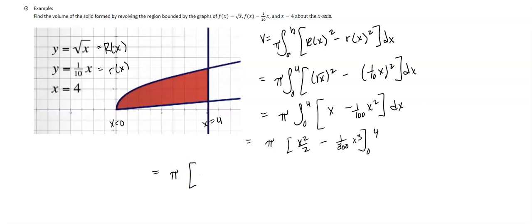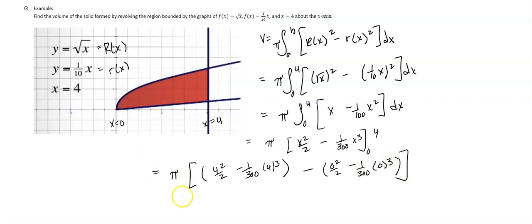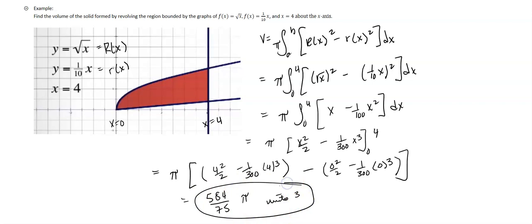And my pi is going to get multiplied by, first we'll have 4 squared over 2 minus 1 over 300 times 4 cubed. And then we're going to subtract 0 squared over 2 minus 1 over 300 times 0 cubed. So if you multiply all this out and add together, we get 584 over 75 pi, and that's going to be units cubed. So that would be the volume of the solid that we saw in the video.